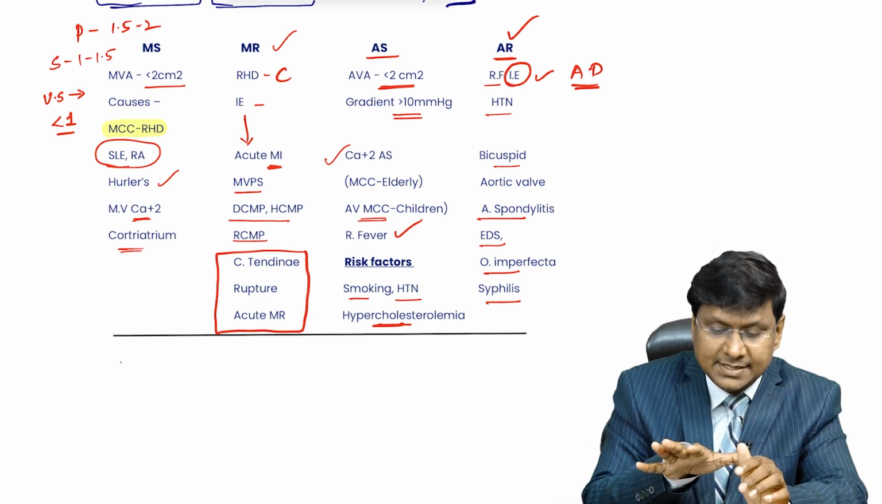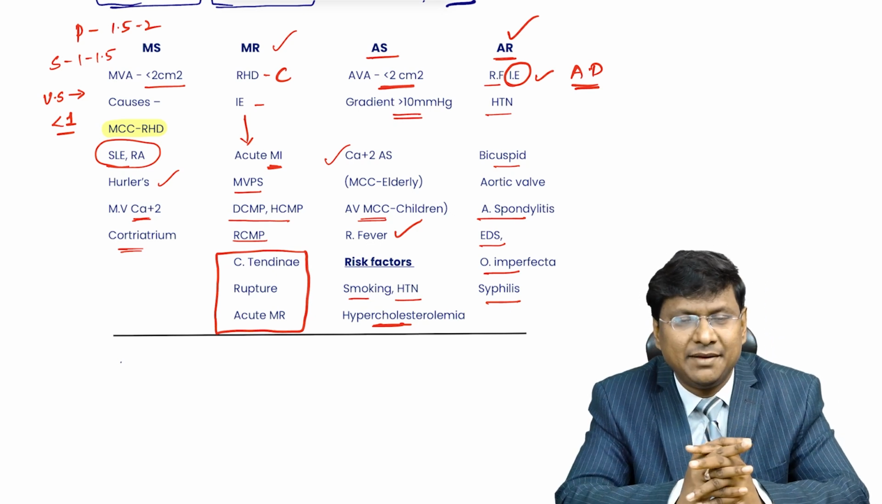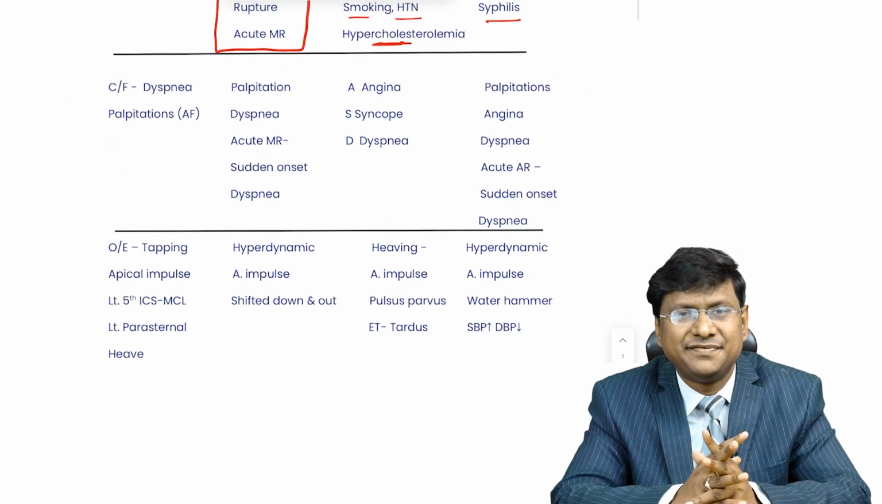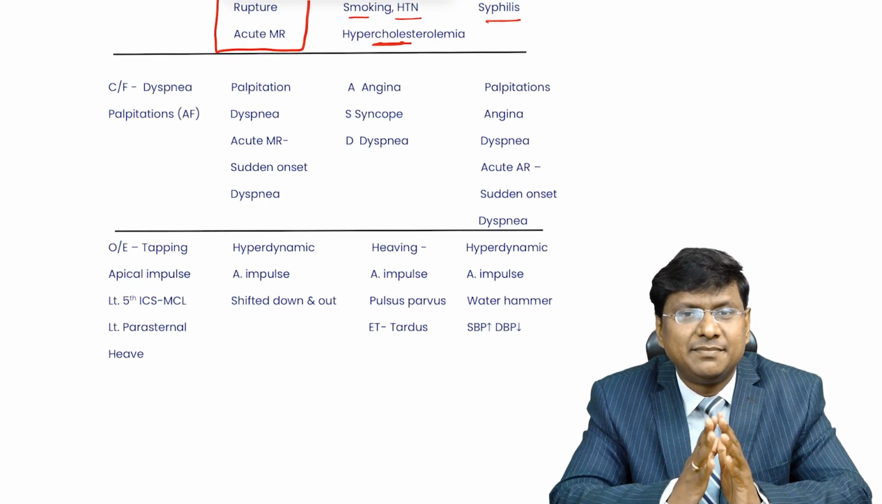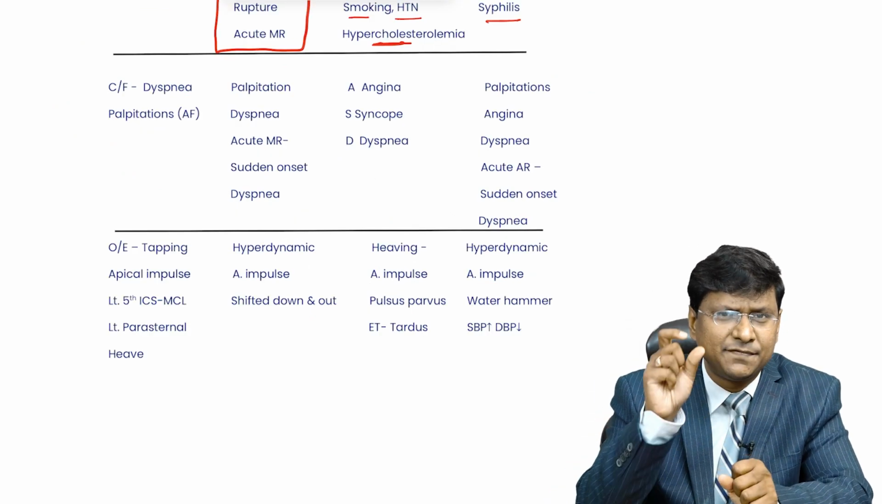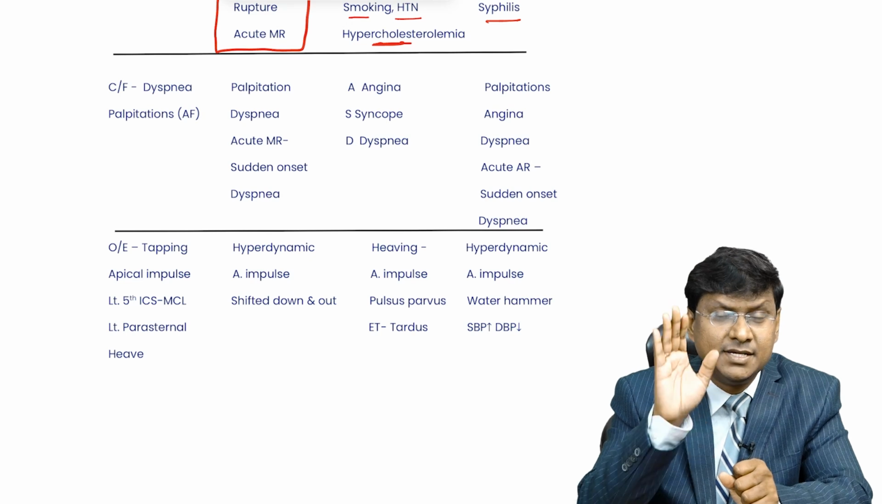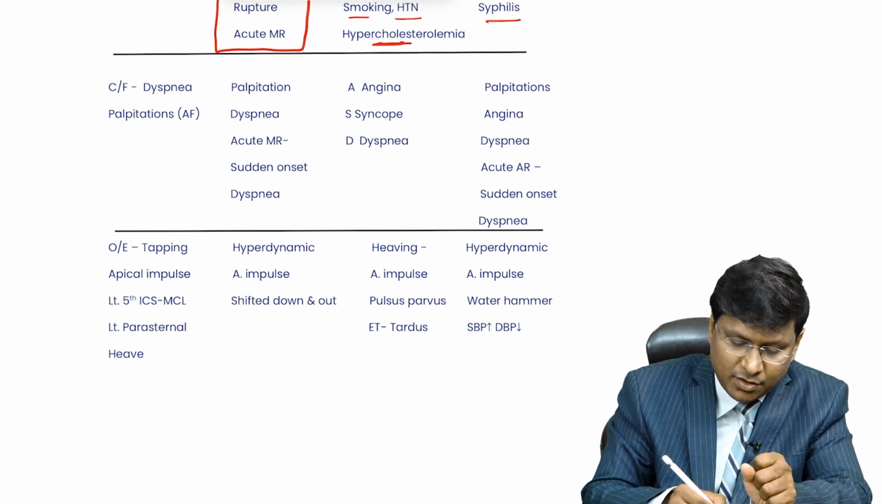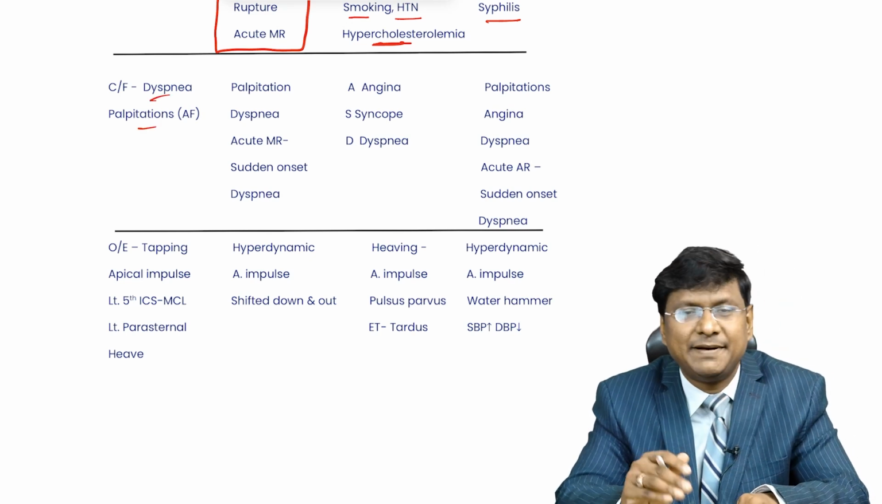So this is about the etiologies that are causing your MR, MS, AR, and AS. Now, coming to the clinical features. So in case of the mitral stenosis, please remember the early manifestation will be in the form of dyspnea and then followed by that the palpitations.